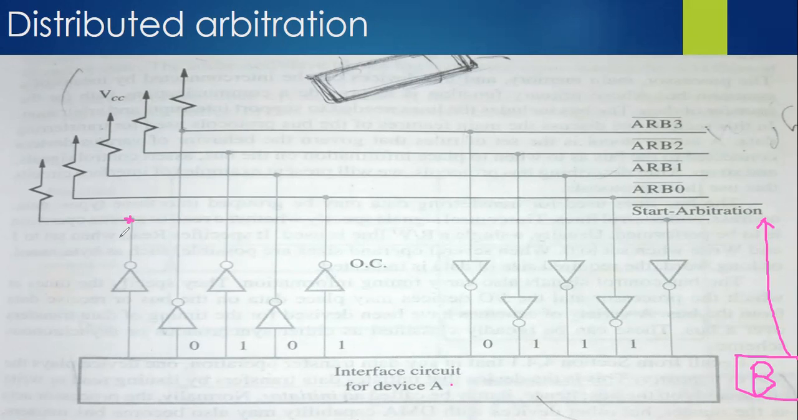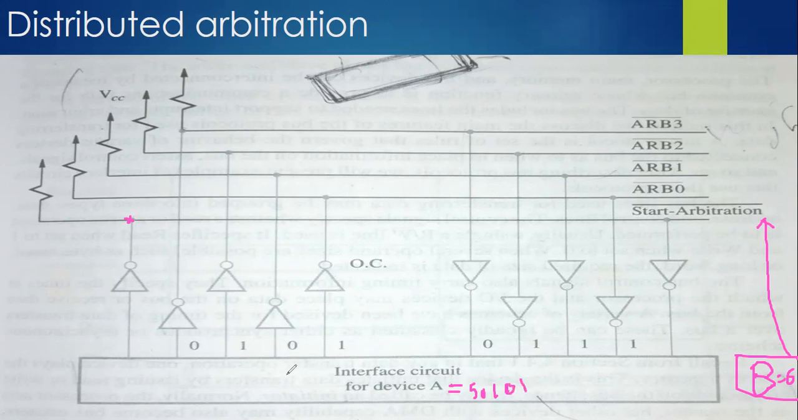Clear? I will take only two devices as an example. Three devices will be much more complex, and you may not understand the exact logic. So I will take just a two device example. Device A, say the address of device A is 5, and device B has address 6. So the binary representation of 5 will be 0, 1, 0, 1.